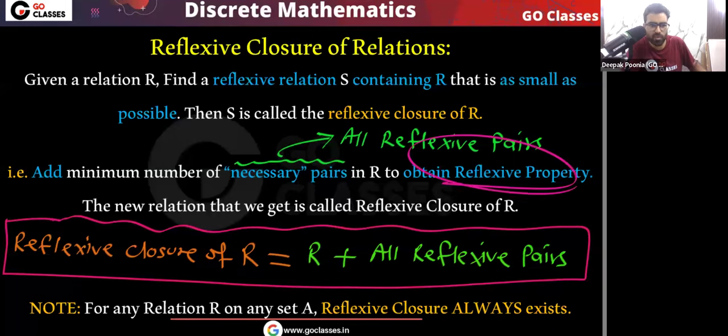Because to bring the reflexive property, what are the necessary pairs? The necessary pairs are the reflexive pairs. So in the relation R, you just add the reflexive pairs. That's it.